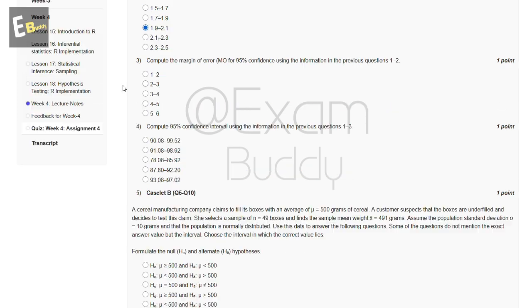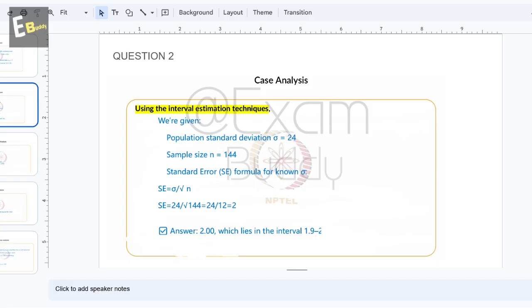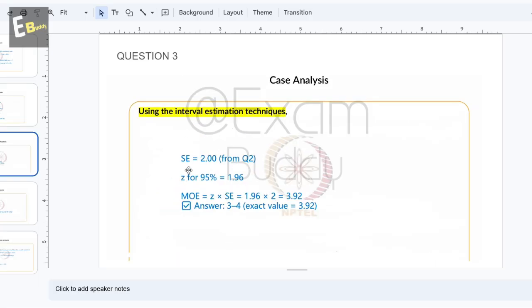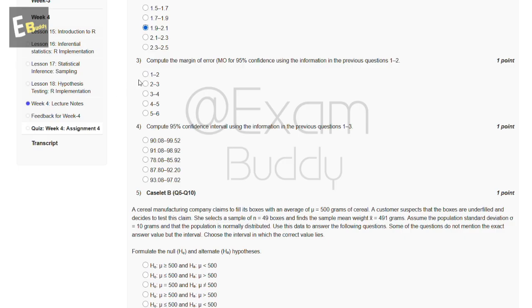Now the third question is: compute the margin of error (ME) for 95% confidence using the information in the previous questions 1 and 2. The ranges are 1 to 2, 2 to 3, 3 to 4, 4 to 5, 5 to 6. Let's check the answer. SE is 2.0 from question 2, Z for 95% equals 1.96. Margin of error equals Z times SE, which is 1.96 times 2, equal to 3.92. The answer lies between 3 and 4, so the answer of our third question is also C, 3 to 4.